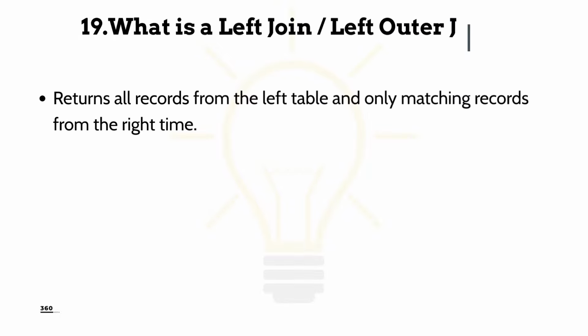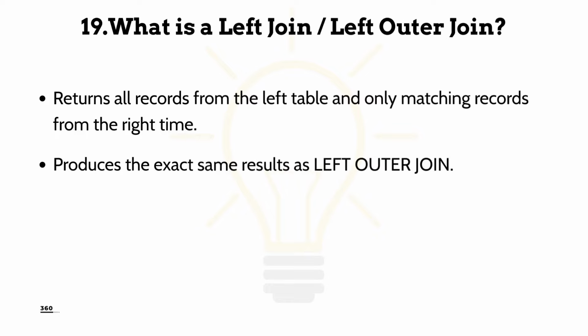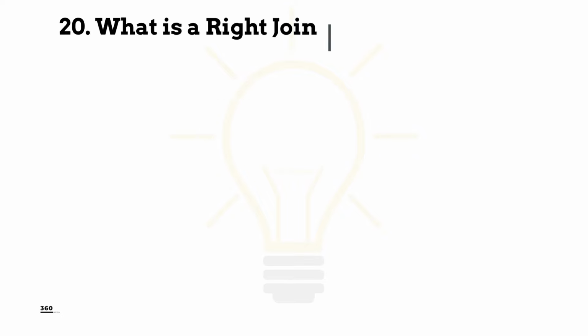Left joins. If we want all the records from the left table and only matching records from the right table, then we will use a left join or a left outer join. There is really no difference between a left join and a left outer join. Both versions of the syntax will produce the exact same results.